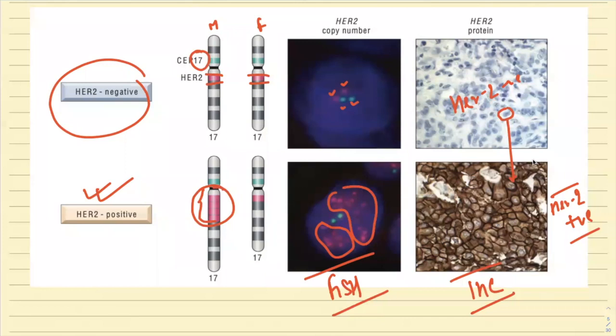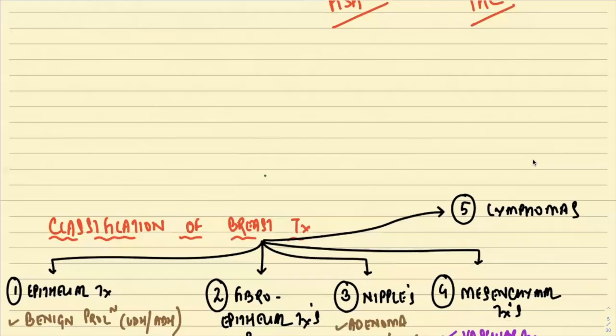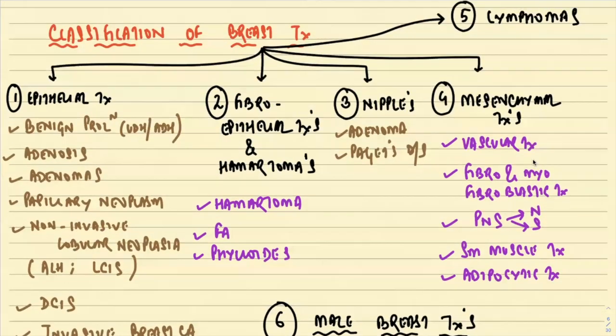Is it very clear to everyone how we can see HER2 positivity? If these diagrams are shown in the exam, you should be able to answer whether it is a HER2 positive or HER2 negative tumor. Okay. Now we will classify the breast tumors.